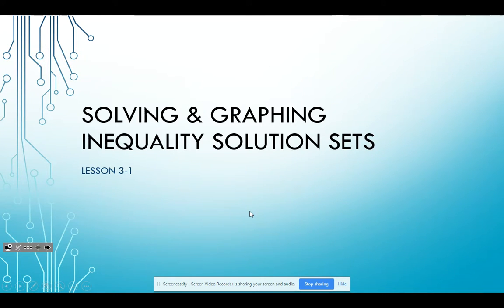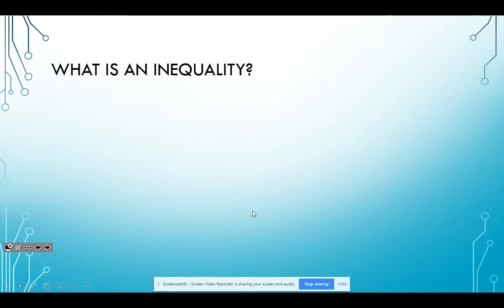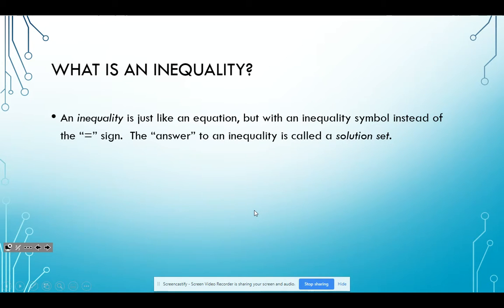This is lesson 3-1, solving and graphing inequality solution sets. So first, to discuss what an inequality is, it's just like an equation, but we use an inequality symbol instead of the equal sign. The quote-unquote answer to an inequality is called a solution set, meaning that there's a set of numbers, could be many numbers, that can satisfy as a solution to an inequality. Whereas with an equal sign, when we are talking about linear equations, there's only one answer to that equation.